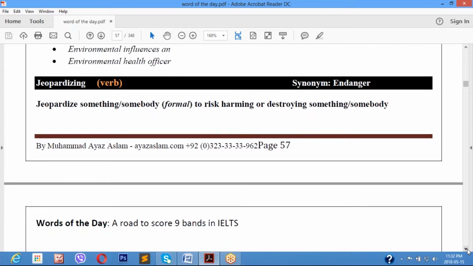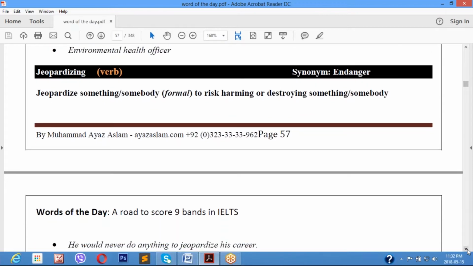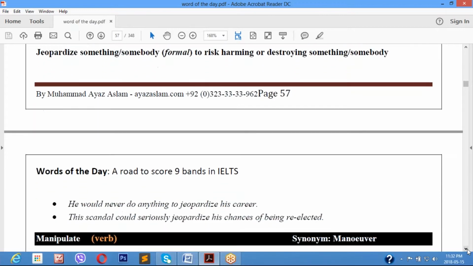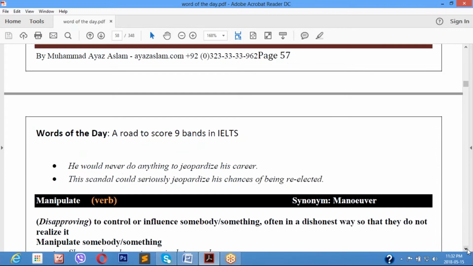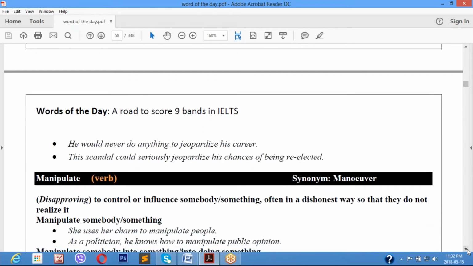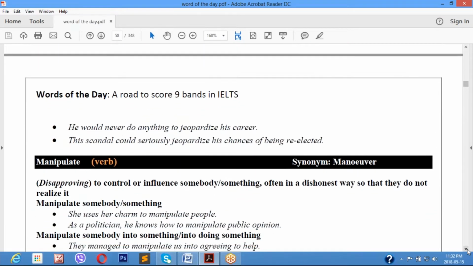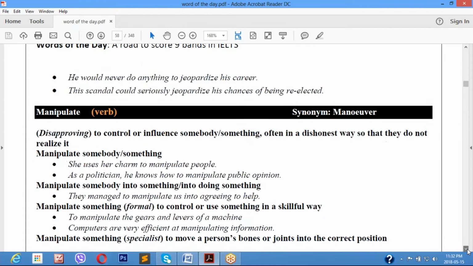Jeopardize, endanger, jeopardize something, risk of harming or destroying something, somebody. He would never do anything to jeopardize his career. This scandal seriously jeopardized his chance of being re-elected.